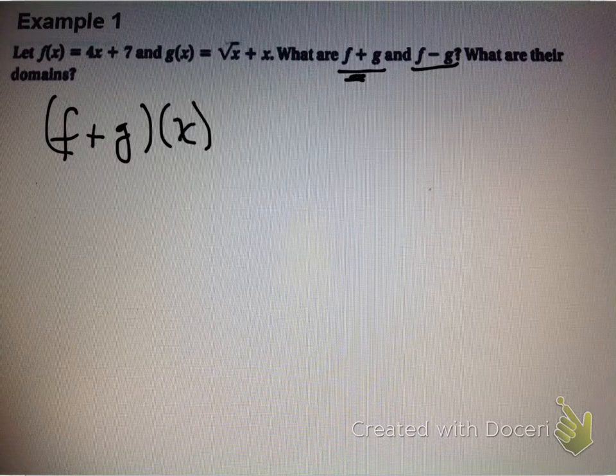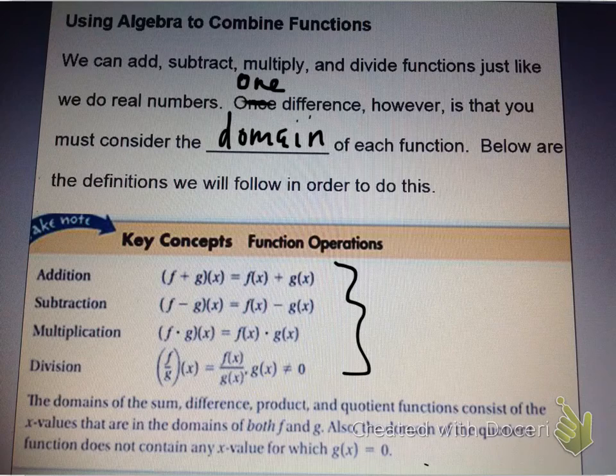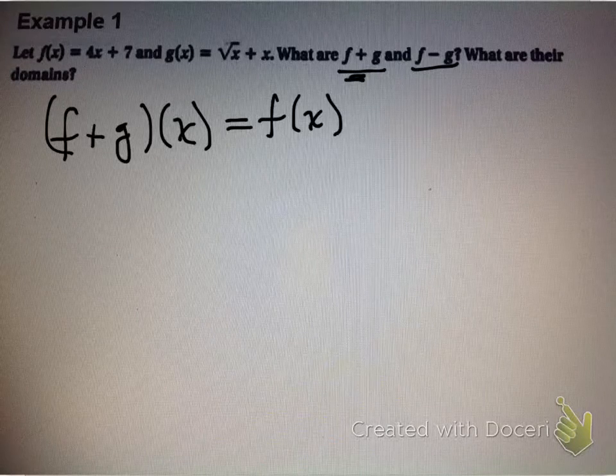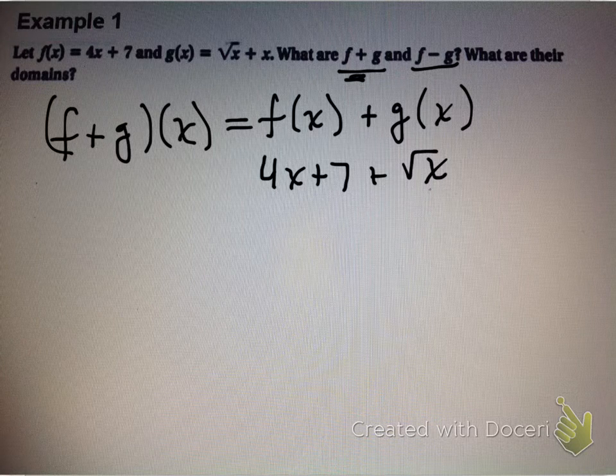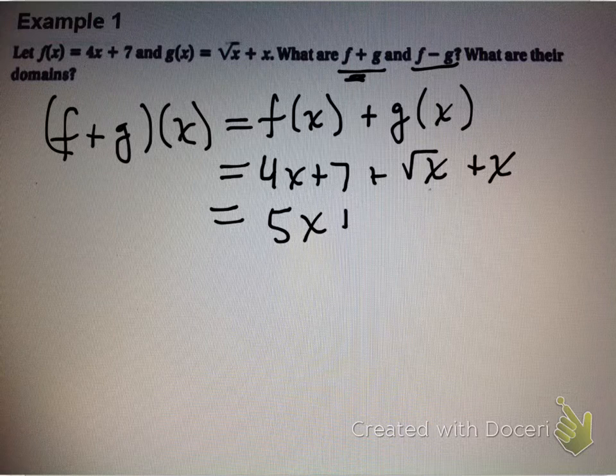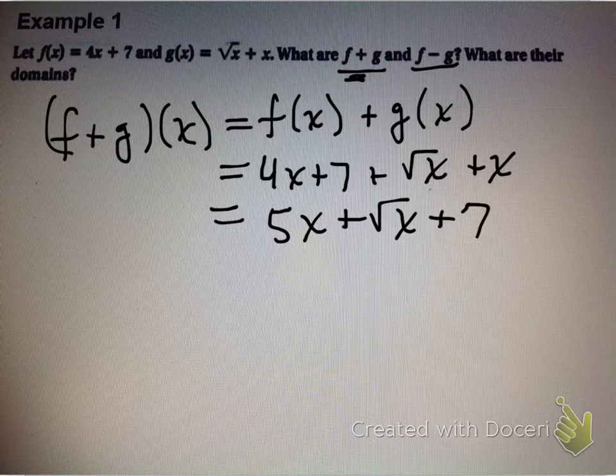So f plus g of x, alright, how can we rewrite that? Well, if we look back, f plus g of x can be written as f of x plus g of x. Once we have it written this way, we just substitute 4x plus 7 in for f of x, and then we substitute the square root of x plus x in for g of x. And then we're going to combine like terms. So we have 5x plus the square root of x plus 7. And this is f plus g of x.